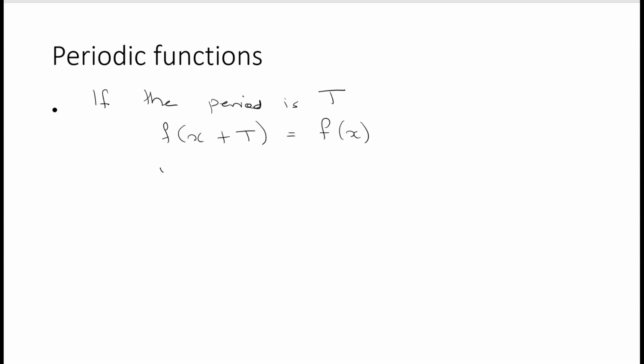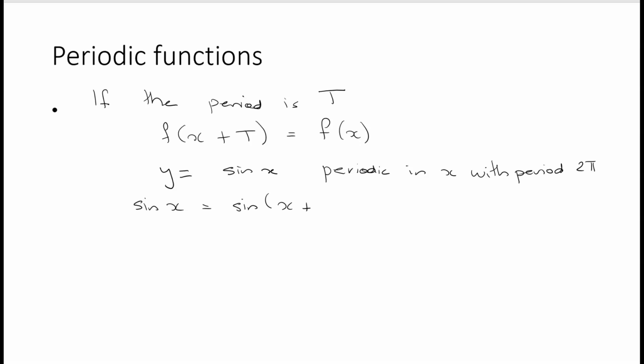Now if we look at, say, y equals sine x, that's periodic in x with period 2 pi, because sine x is equal to sine of x plus 2 pi, which is equal to sine of x plus 4 pi, etc. And similarly for cosine.